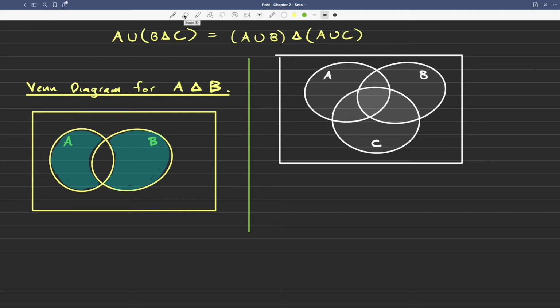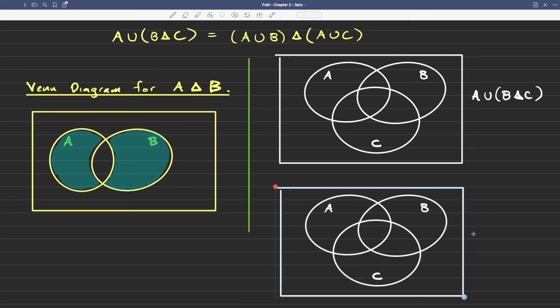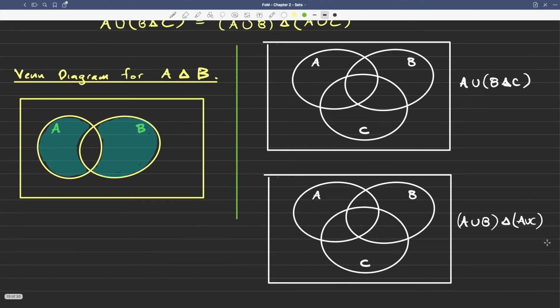And what I want to do in this picture is to shade the region corresponding to the left-hand side of this equation. So this is going to be the Venn diagram of the left-hand side of this equation. This is going to be A union B triangle C. And then I'm going to do the right-hand side of that equation. So let me make a copy of my Venn diagram here. And then this will be the Venn diagram for A union B triangle A union C.